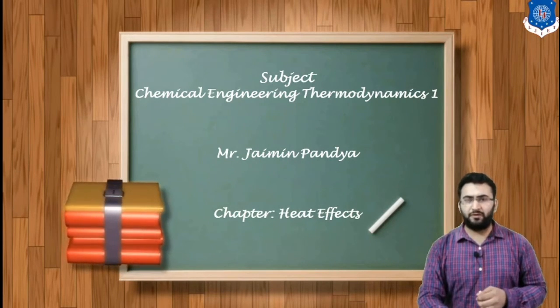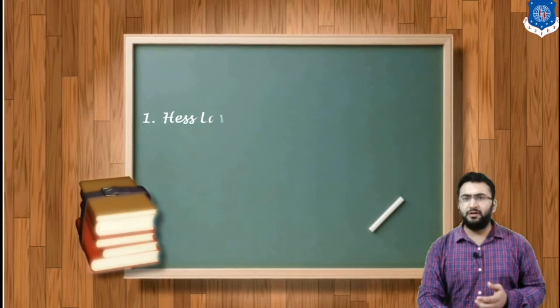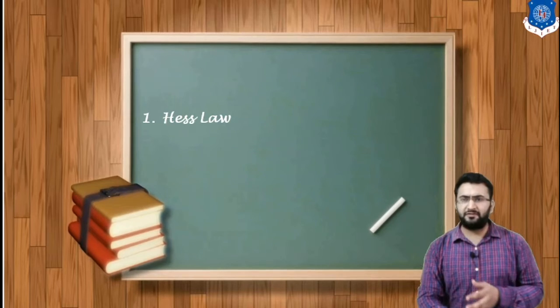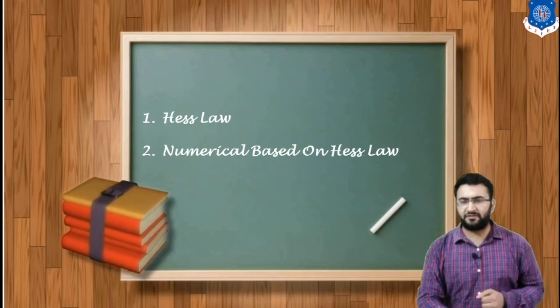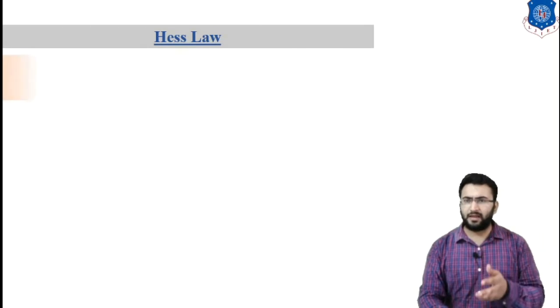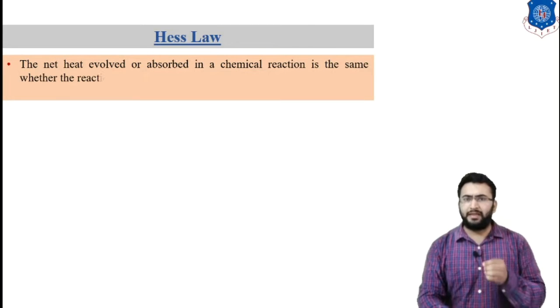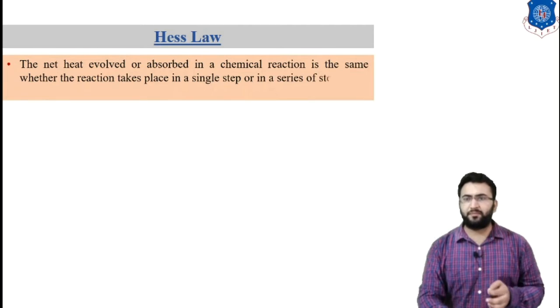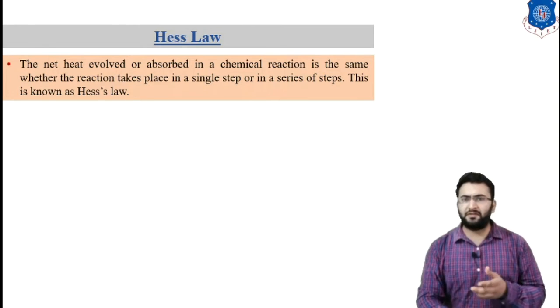So let's continue with the previous chapter, which is heat effect. In this lecture, we'll talk about Hess law and calculate various numericals based on Hess law. So let's start with the discussion of Hess law. Hess law states that the net heat released or absorbed in a chemical reaction is the same whether the reaction takes place in a single step or a series of steps. This is known as Hess law.